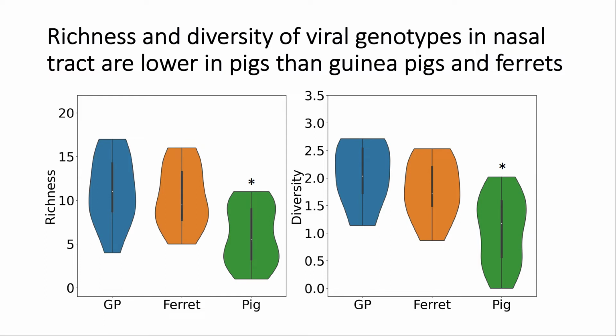All right, so comparing across species here, we can clearly see that by both measures, pigs were lower than both guinea pigs and ferrets. Okay, so the richness and diversity arising through reassortment in the swine host was lower than that in these two model hosts. Keep in mind, this is just using the data from the nasal tract. Okay, so particularly at the nasal site, this is true.